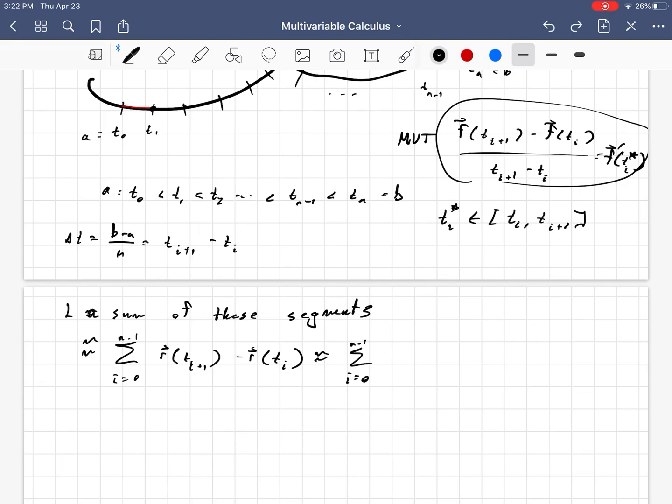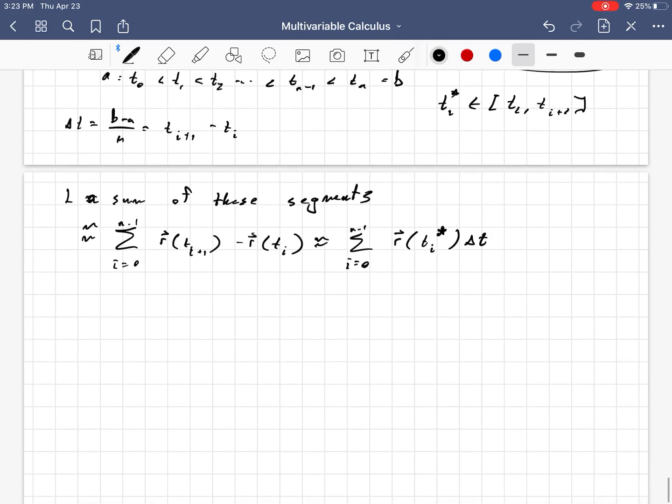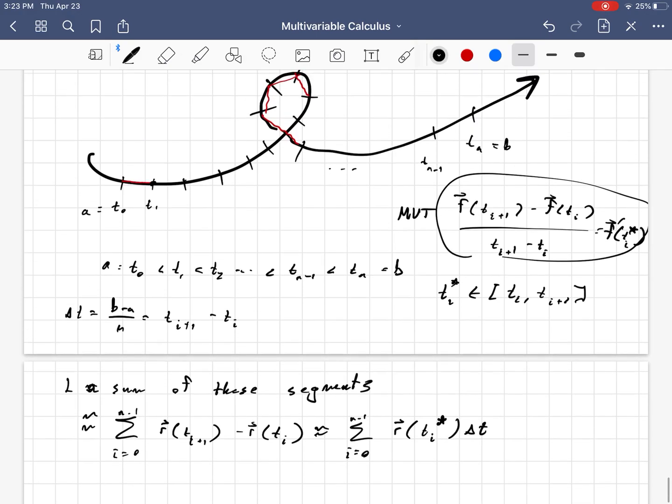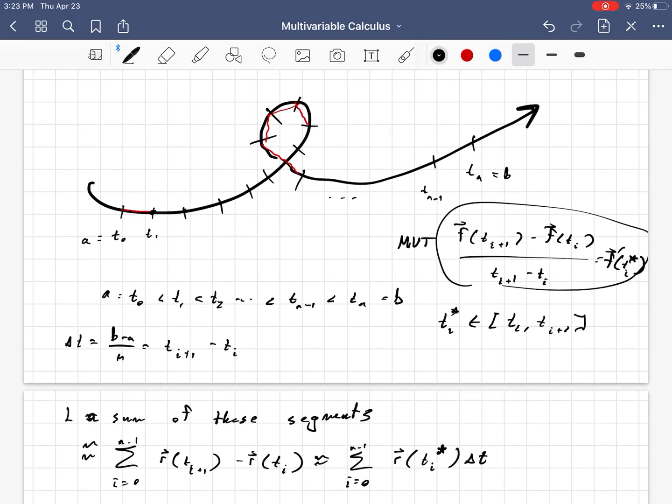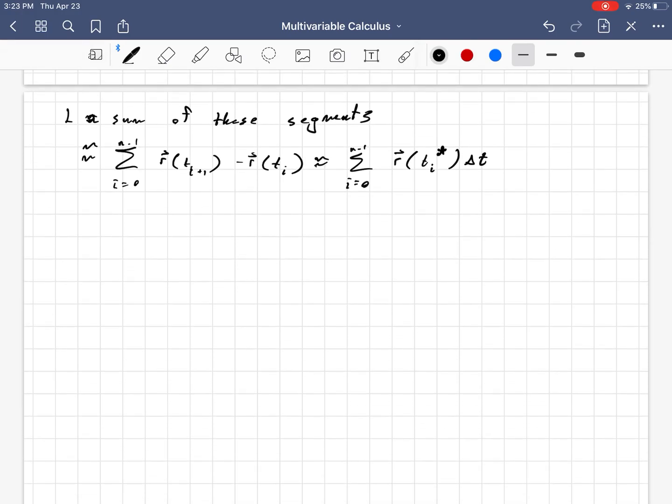sigma i equals 0 to n minus 1 of, now I'm going to multiply the mean value theorem by t sub i plus 1 over t sub i, I'm going to multiply by the denominator is what I'm going to do basically. So I replace the r of t sub i plus 1 with r of t sub i star times t sub i plus 1 minus t sub i, but that is just delta t.